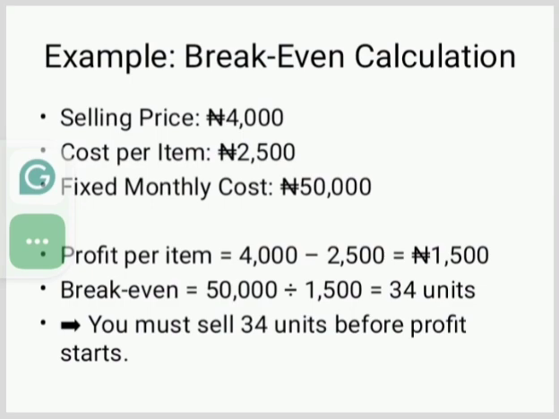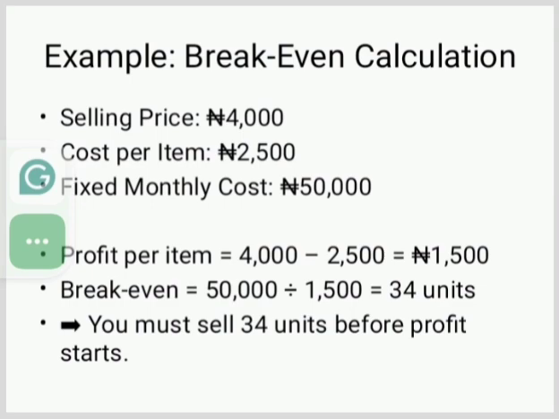Now let's say you sell perfumes and you say, okay, I will sell my perfume for 4,000 naira because my cost of purchasing the perfume is 2,005. So let's say I went to my supplier and I bought packs of perfume from him, and the cost of each perfume is 2,500. Now that is the cost per item.